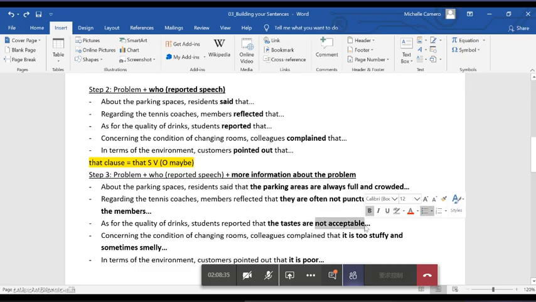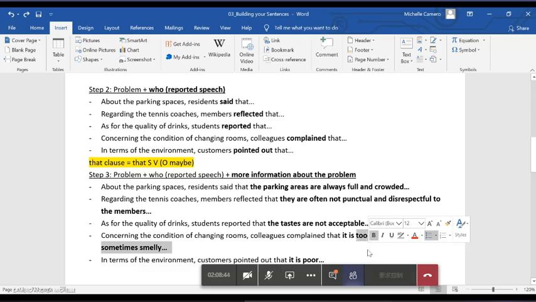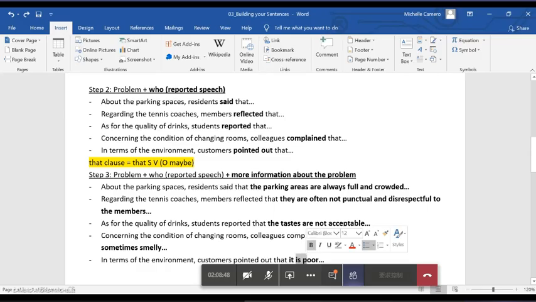Not acceptable is the object, clause, or adjective. You can have object, clause, or adjective basically. It is the subject after that. Is the verb. Too stuffy and sometimes smelly is your object, clause, or adjective. And here we have it is the subject. Is the verb. And poor is the adjective.